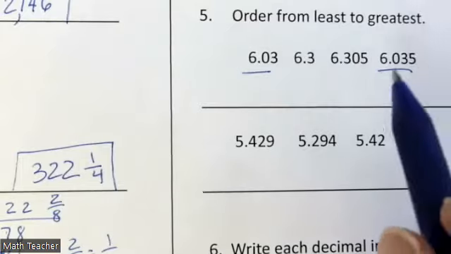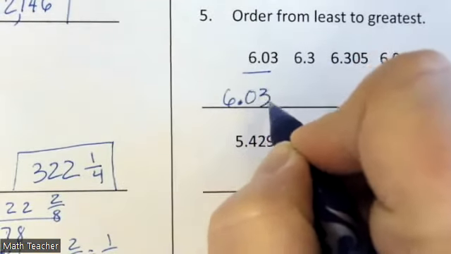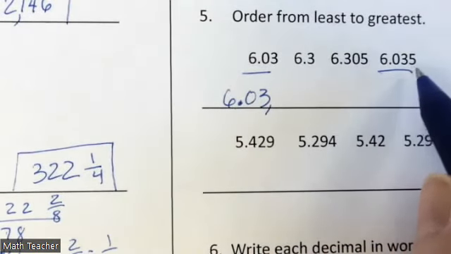It helps if you think of it as money. This would be $6.03, and this 6.035 would be $6.03 and a half cent. So it's just a little bit larger.